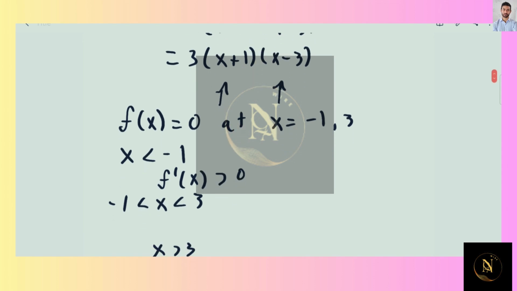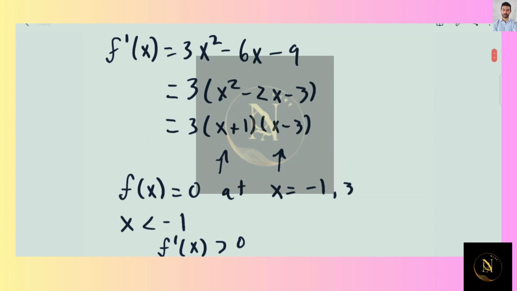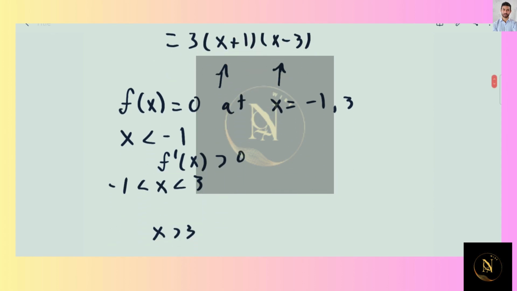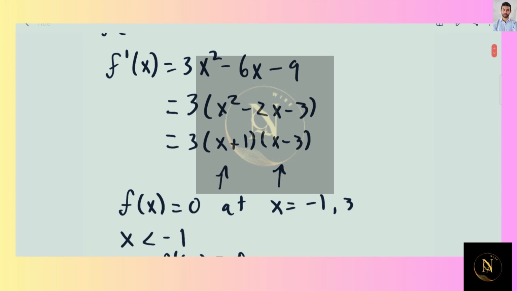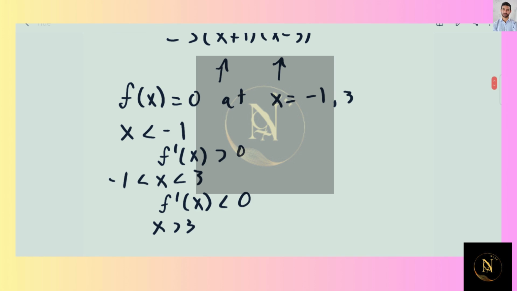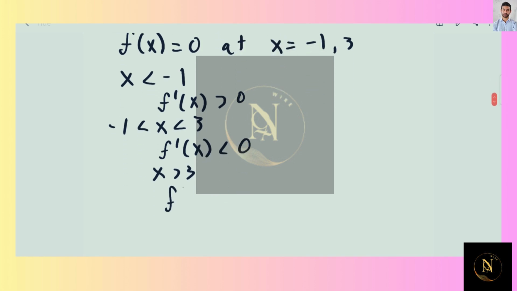And then from negative 1 to 3, if we pick a value of x equal to 0, 0 plus 1 is 1, 0 minus 3 is negative 3. So we have a negative times a positive times a positive. So our derivative is negative in this interval. And then the last one is when x is greater than 3. Let's just pick 5. We have 5 plus 1 is 6 times 5 minus 3, which is 2. So these are all positive values. So again, our derivative is positive on this interval.